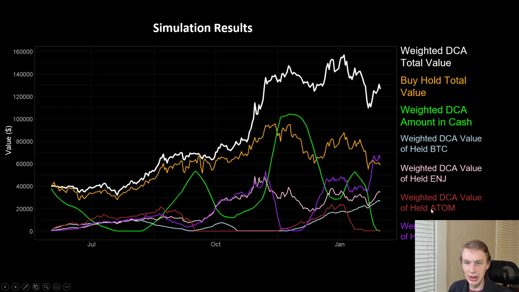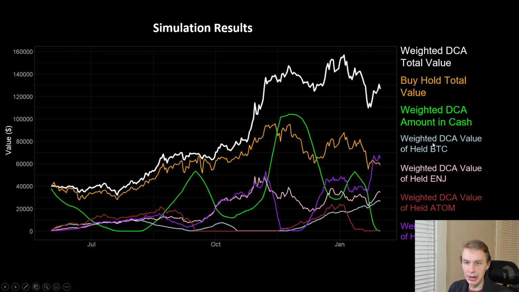And the reason I chose these four assets, if you're curious, is that they're from different sectors of the crypto market. Bitcoin being the king, the store of value representative here. Engine Coin being the more gaming metaverse representative. Atom being the layer one up-and-comer or challenger to Ethereum. And Helium being a decentralized wireless network, basically a more utility token.